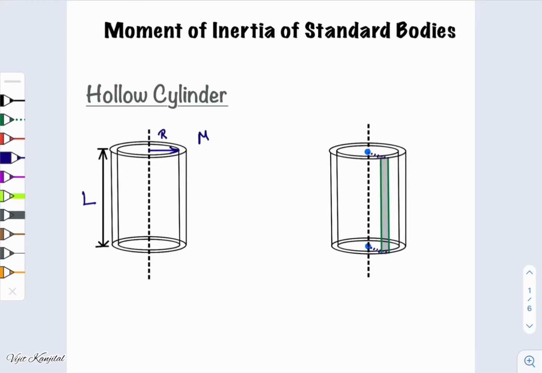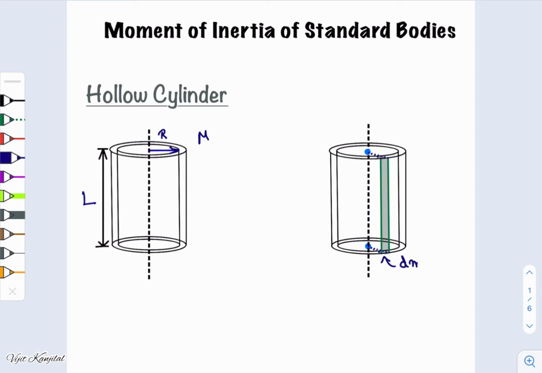So now we are going to look at the moment of inertia of some standard bodies. Let us start by looking at the case of a hollow cylinder. Here we are given a hollow cylinder of mass m, length L and radius r. Let us start our analysis by taking the case of a small strip of mass dm as shown in this figure.